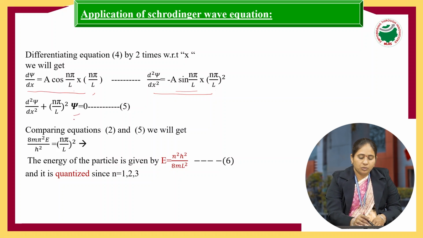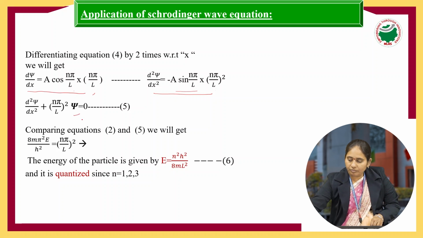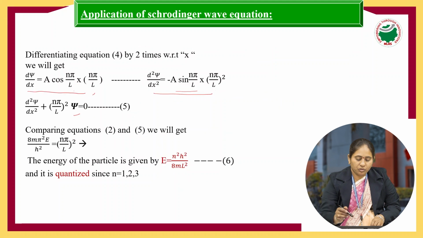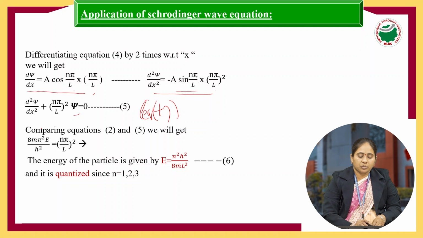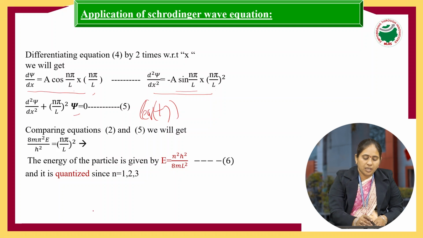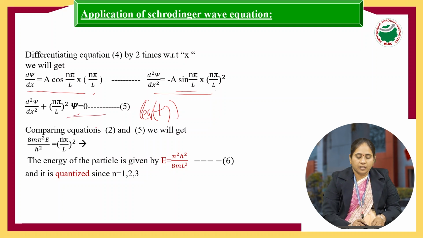Substitute the psi value from equation number 4. So from equation number 4, you will get d square psi by dx square plus (n pi by L) whole square into psi is equal to 0. Now let us compare the equations, that is 2 and 5.